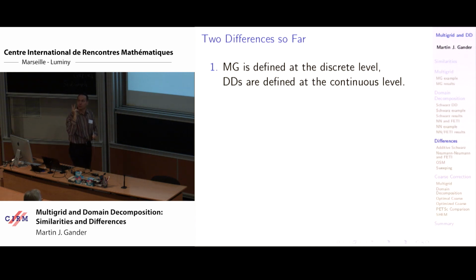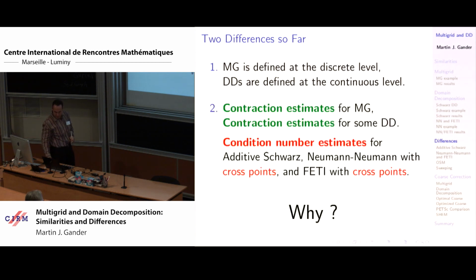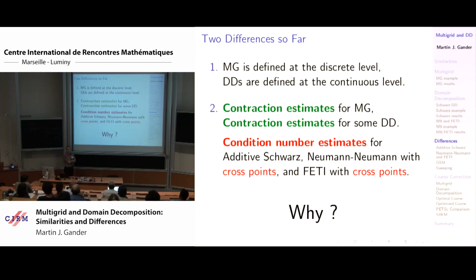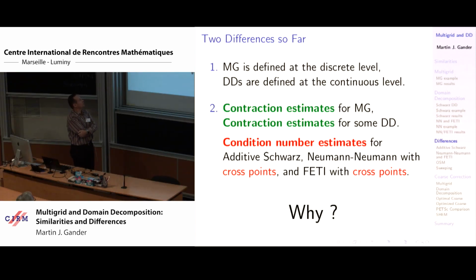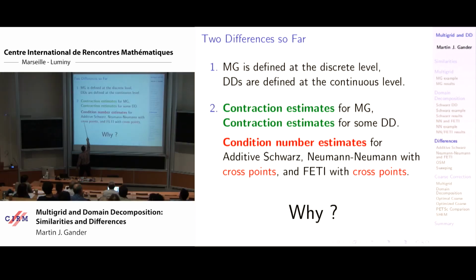So we've seen two differences so far between multigrid and domain decomposition. For me, multigrid, as I told you, is defined at the discrete level. It's a discrete method. DD methods are defined at the continuous level, they're continuous methods. That's for me a fundamental difference. The second difference is that we have contraction estimates for multigrid. They're all contraction estimates. We have contraction estimates for some domain decomposition methods, but there are a few very popular important methods that do not have contraction estimates. They have condition number estimates, and Additive Schwarz is one of them. Neumann-Neumann with cross points is one of them, and also FETI with cross points is one of them.